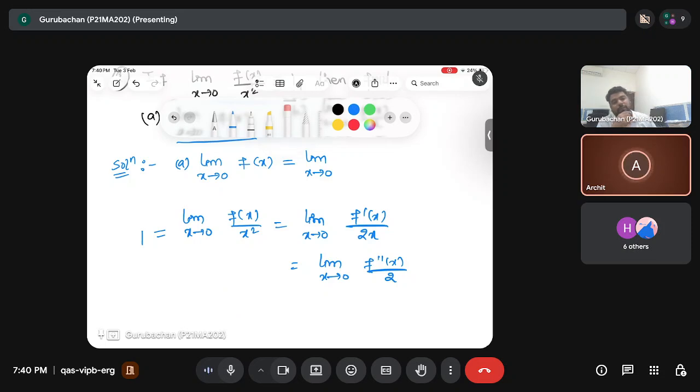Sir, you made a mistake here. F is not a continuous function. F may not be defined at f double dash. I'm talking about f double dash, which may not be defined at 0. Yes, sir, maybe. That's why I told you.